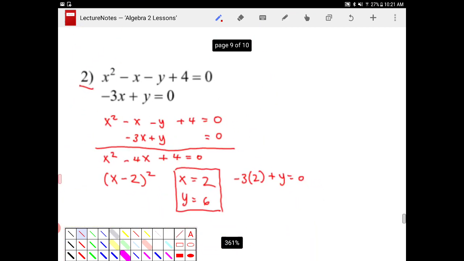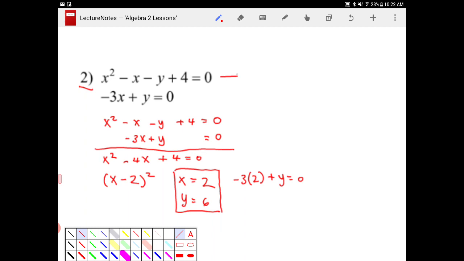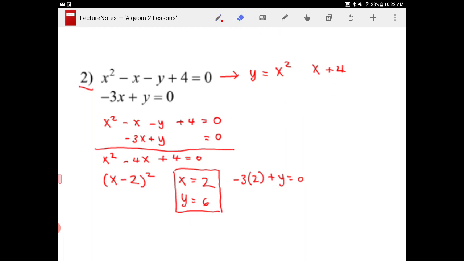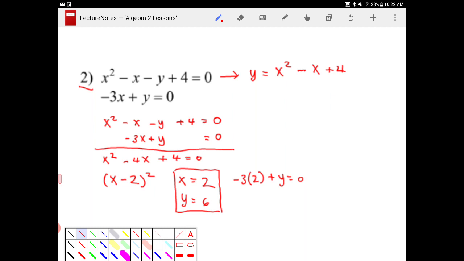So similarly, I'm going to do x squared minus x minus y plus 4. I'm going to rearrange this so that everything is over to one side. So this will become y is equal to, I'm going to do this a little quickly, x squared plus x plus 4. Did I do that right? I did it a little too quickly. So this is supposed to be minus. So this turns into x squared minus x plus 4.